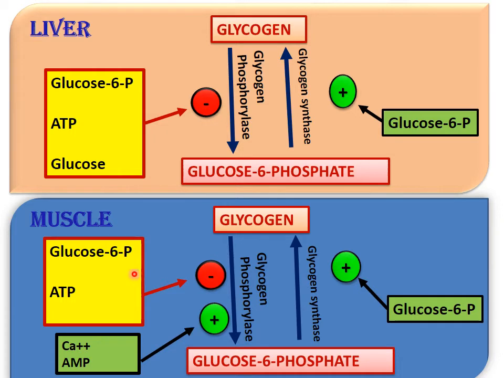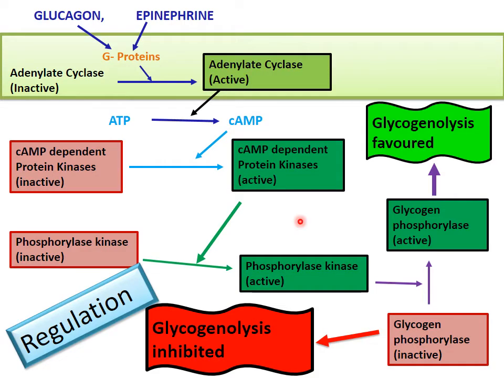In muscles, glucose 6-phosphate and ATP inhibit glycogen phosphorylase, whereas calcium and AMP stimulate the glycogen phosphorylase enzyme. Glucose 6-phosphate stimulates the glycogen synthase enzyme. So now we can see the regulation.